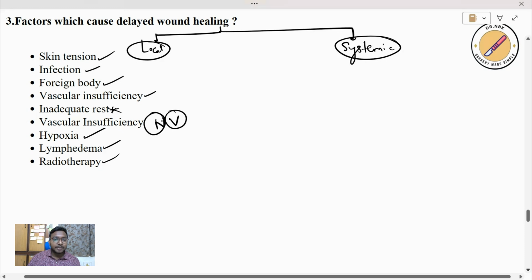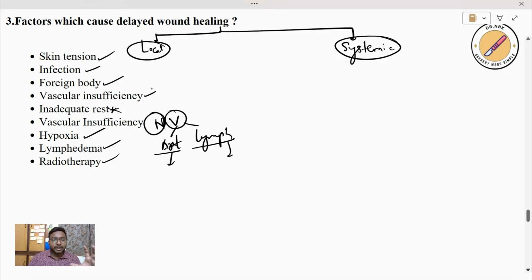So N is more related to diabetic neuropathy. So vascular, again, can be divided into arteries and lymphatics. In arteries, it is arterial insufficiency, and in case of lymph, it is lymphedema. Okay, so any localized infection will hamper the wound healing. So we need to be very careful about the localized treatment, the local treatment of that particular wound.